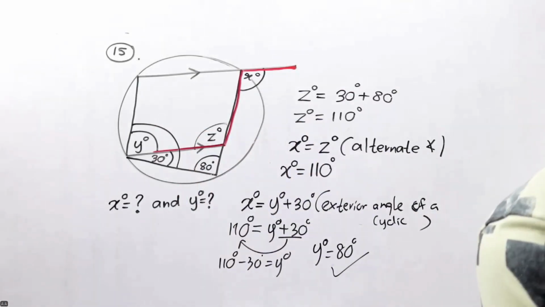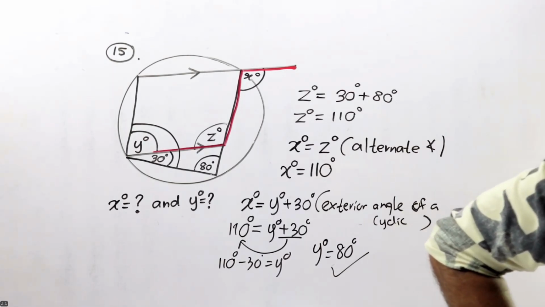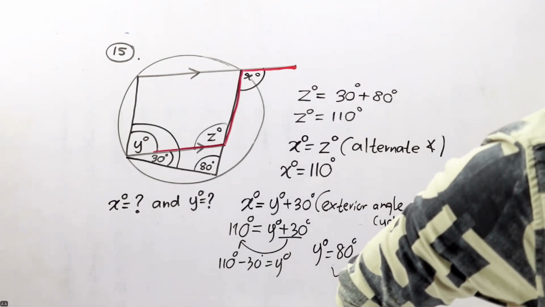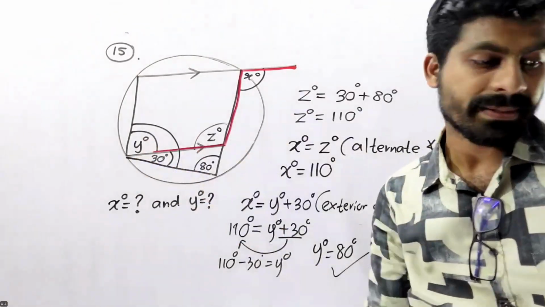Then you can do this one. Right, Y equals 80. 110 equals Y plus 30.